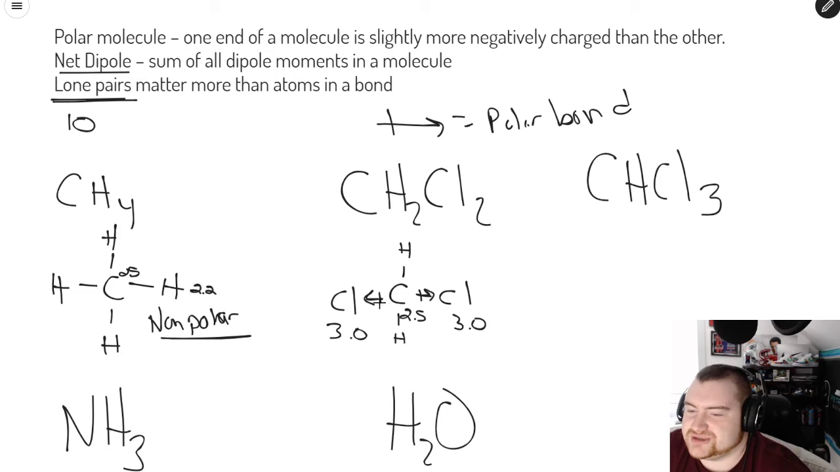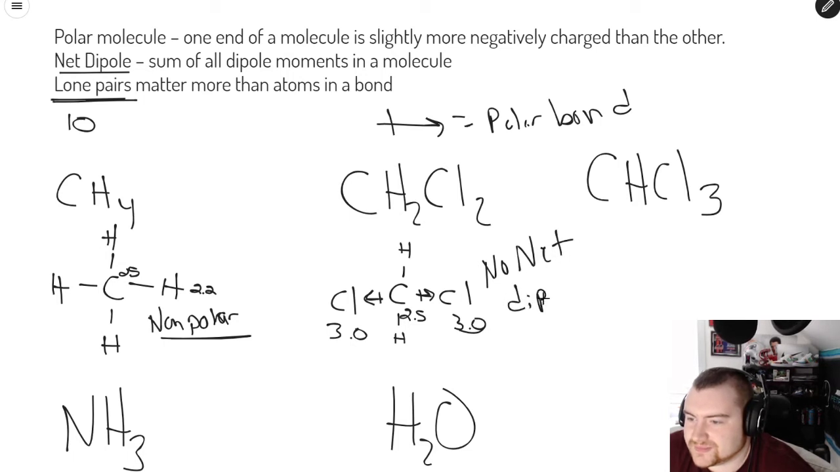If you can imagine the rope between these two chlorines, we get a tug of war, right? One of them has a value of 3, the other one has a value of 3. If they're both pulling at the same strength, nothing is really happening. So this does not have a net dipole, because both of those are being canceled out, right? If this chlorine was in another spot, then it wouldn't be canceled out.